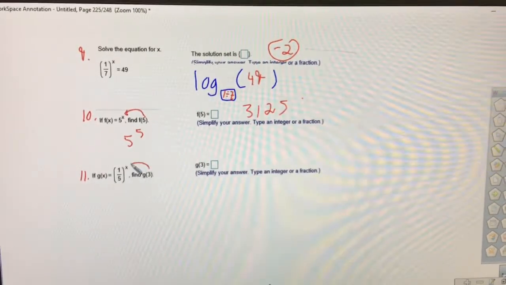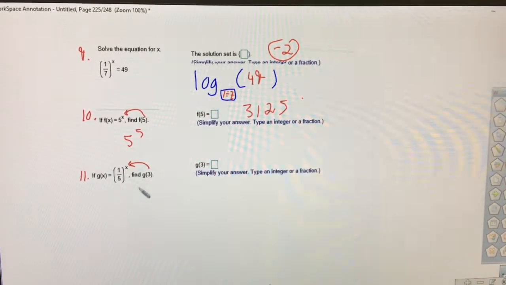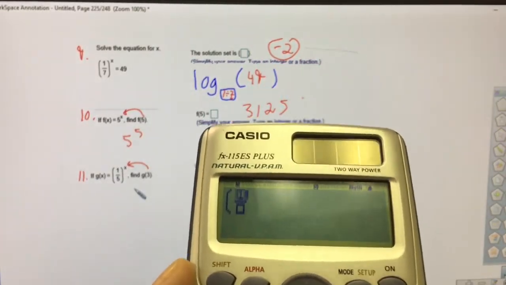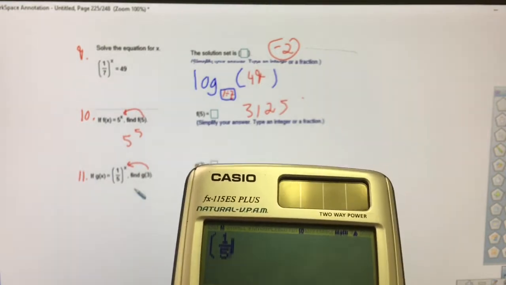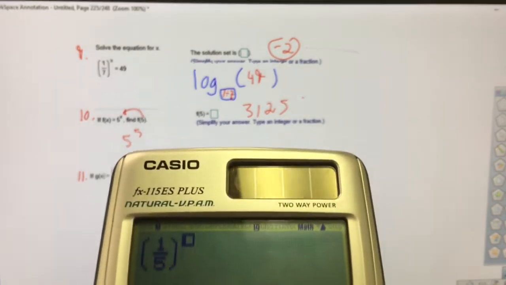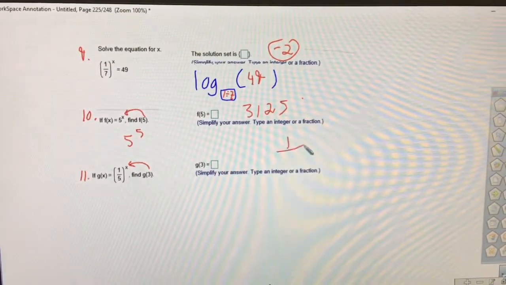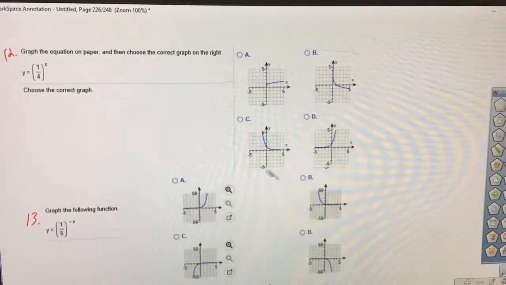They want me to plug a 3 in. Now let's be very specific. We're going to type it in just like it looks. So I'm going to start off with the parentheses, then the fraction bar, then the 1 over 5, right arrow, close parentheses, and I'm going to raise that to the 3rd power. And it's going to give me the perfect answer, 1 over 125. You can't ask for more than that.